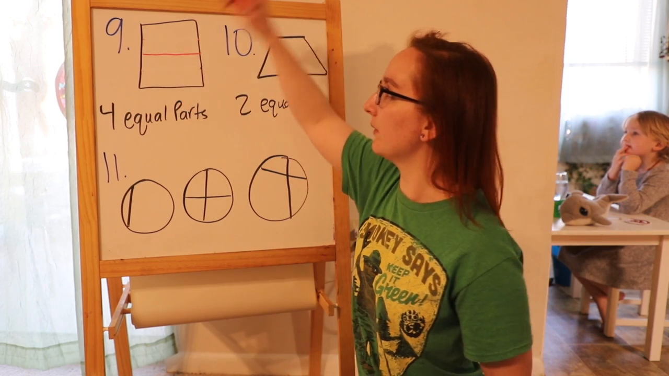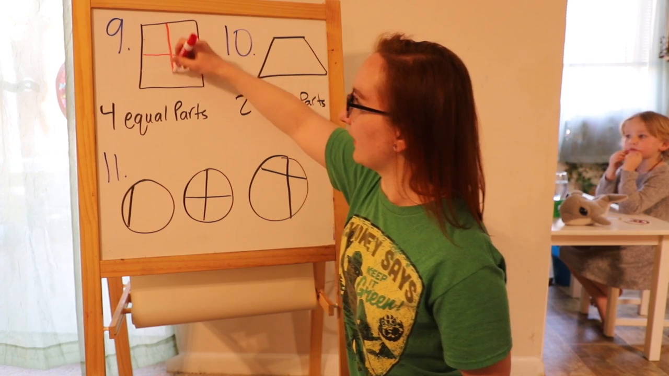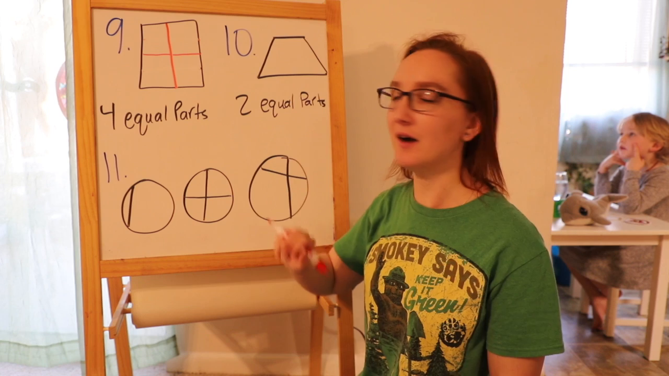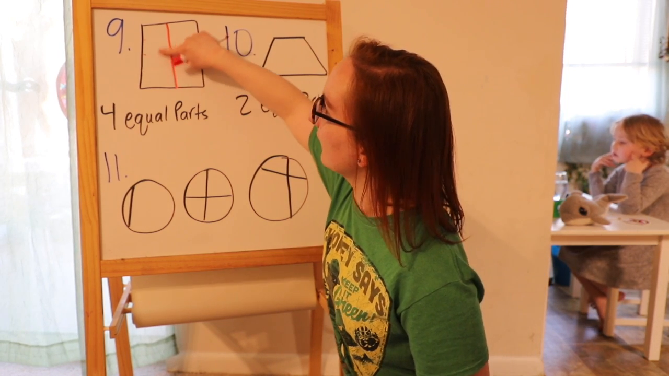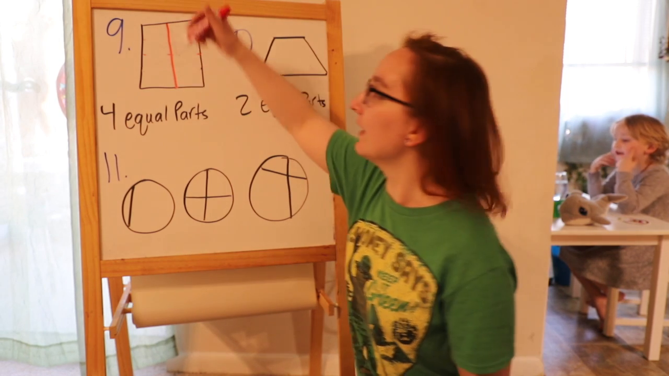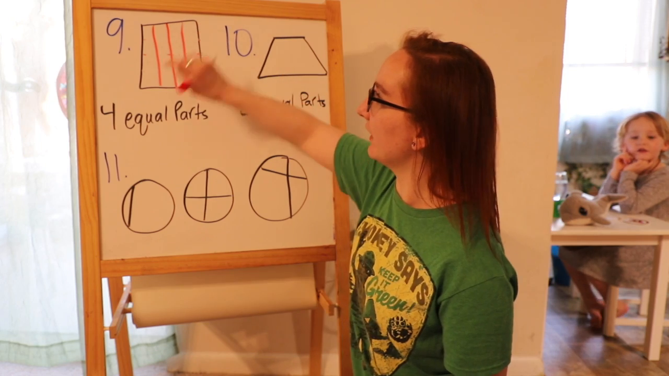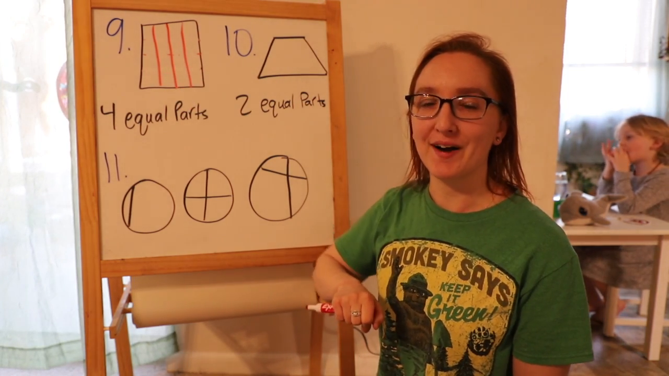Another way that I can do it is keep this one line in the middle and draw a straight line down, and that'll give me 1, 2, 3, 4 equal parts. And the last way I can do it is keep this line right here and do 1 straight down the middle and 1 straight down the middle over here. And then I have 1, 2, 3, 4 equal parts.